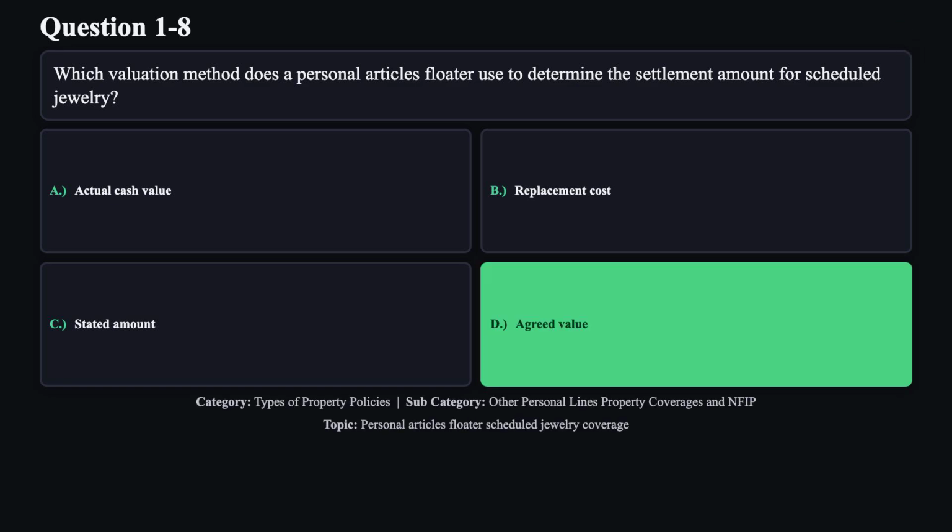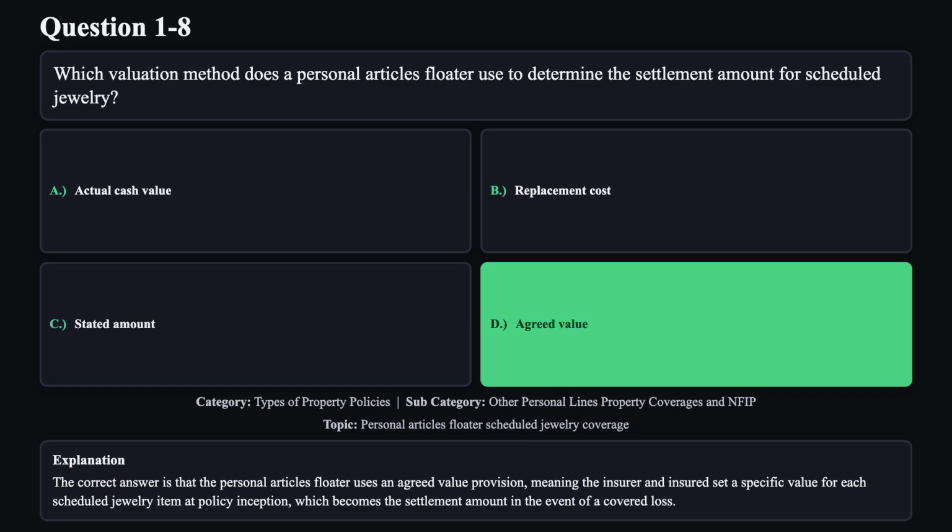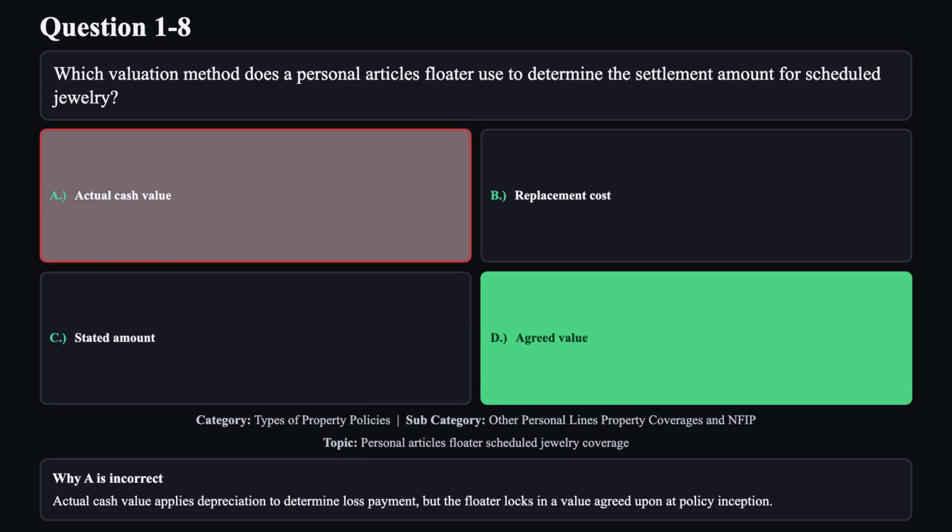The correct answer is D. The correct answer is that the personal articles floater uses an agreed value provision, meaning the insurer and insured set a specific value for each scheduled jewelry item at policy inception, which becomes the settlement amount in the event of a covered loss. Reason A is not correct.